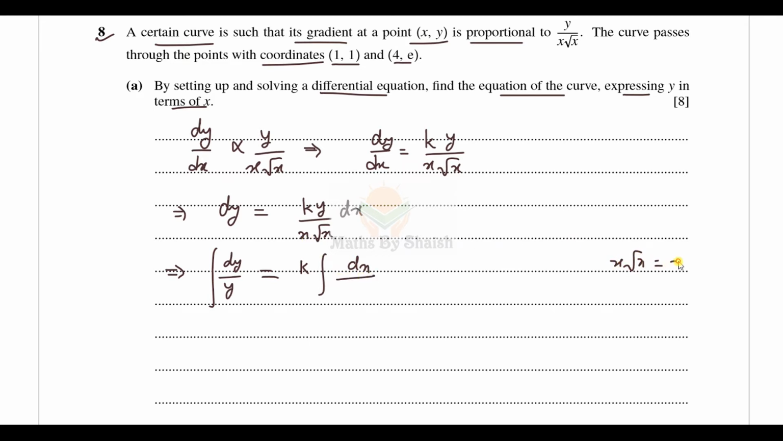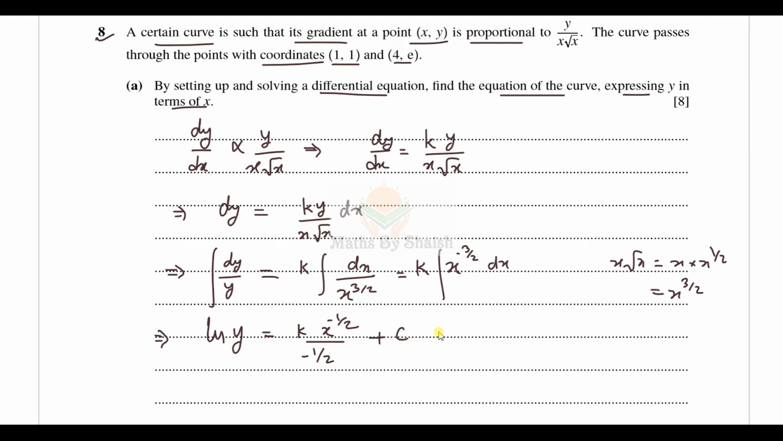And dx upon x root x is actually x into x to the power 1 by 2, and that is x raised to the power 3 by 2, and hence it is x raised to the power 3 by 2 in the denominator, or I can transfer it to the numerator. It will become x raised to the power minus 3 by 2 and dx. Now integrating both the sides, we'll get ln y is equal to k times x to the power minus 3 by 2 plus 1, minus 3 by 2 plus 1 is minus 1 by 2, and hence upon minus 1 by 2 plus a constant c.